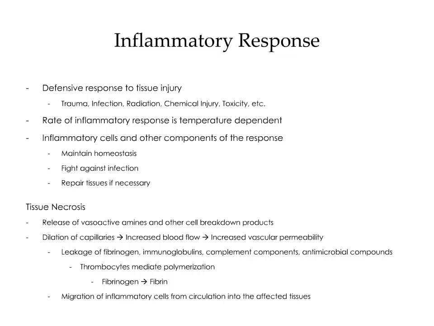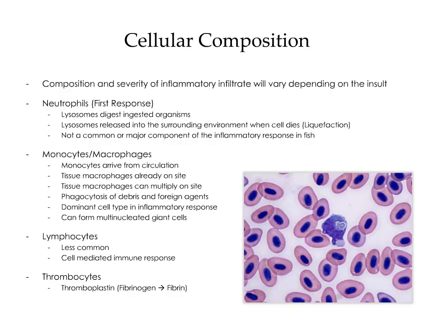Thrombocytes mediate the polymerization of fibrinogen to fibrin. There's also migration of inflammatory cells from circulation into the affected tissues. The composition and the severity of the inflammatory infiltrate will vary depending on the insult. Neutrophils are generally part of the first response.